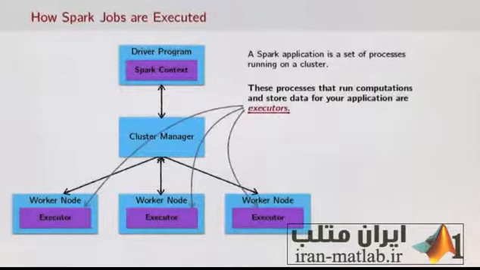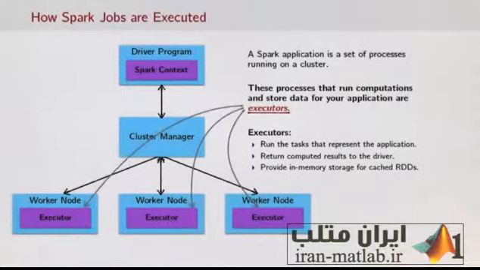So these processes that make up a Spark application, these are all running in these executor things here, and this is also where your data is stored and cached. So just to summarize, executors run the tasks that represent the application. They return the computed results to the driver. So whenever an action is done on one of these executors, the executor is the one that returns the result back to the driver program.